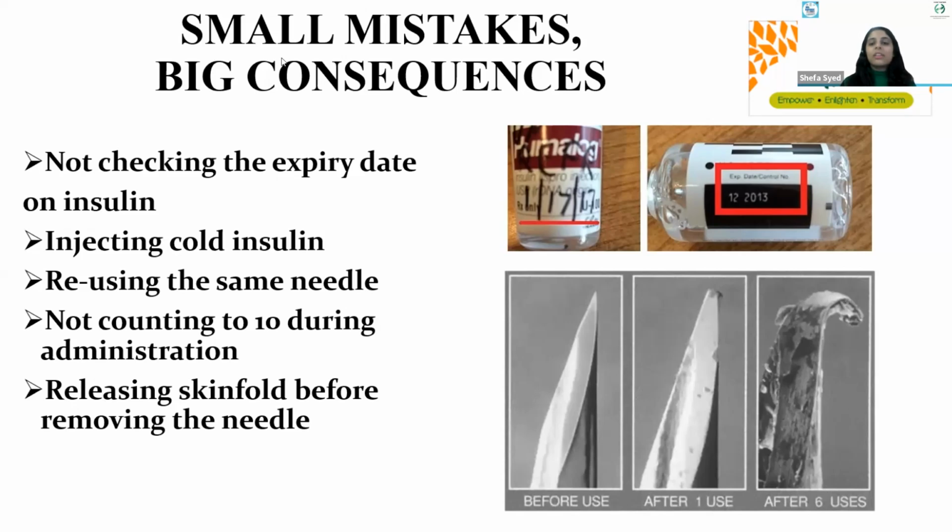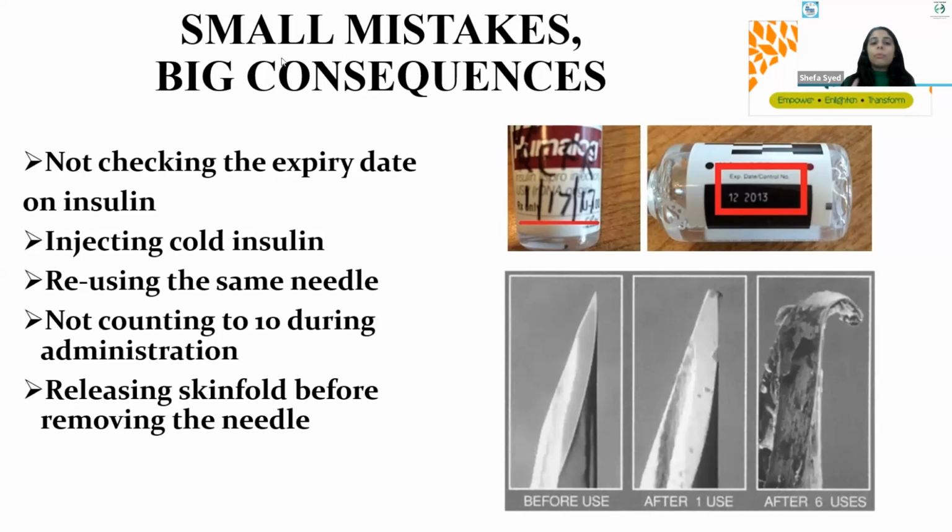Okay, also it increases the risk of infection, because your skin barrier may be compromised, and there may be some bacteria or some infection that can happen if you repeatedly use the same needle. Okay, releasing the skin fold before removing the needle. Okay, ideally, once you inject your insulin, you're asked to count 0 to 10 during administration. If you're not counting, or if you just count 0 to 5, sometimes all the dose, for example, if you're taking 10 units of insulin, may not be completely delivered. Okay, so that will lead to inaccurate insulin intake, and your blood glucose levels can rise high.